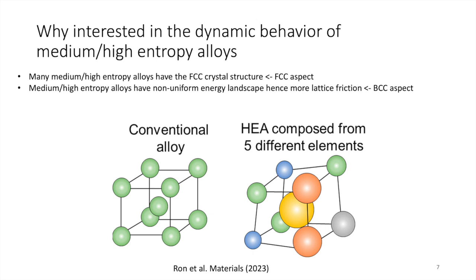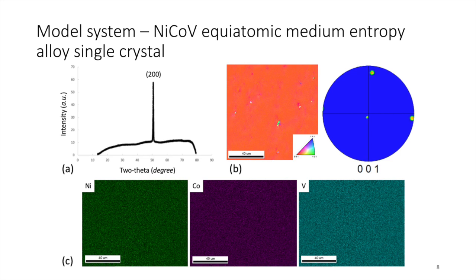The model system we used in this study is the nickel cobalt vanadium medium entropy alloy. This sample we obtained from Dr. Karaman's group. From XRD, you can see a strong 200 peak that tells us this single crystal has the 001 direction aligned out of the plane. This was confirmed by the EBSD results from the IPF. You can see there's only one color, it's reddish, and it tells us it's close to the 001 direction. It's also confirmed by the pole figure. The 001 direction is only a few degrees away from the out of plane direction.